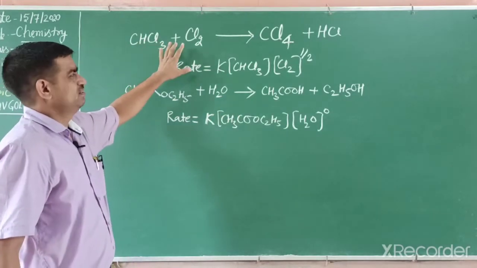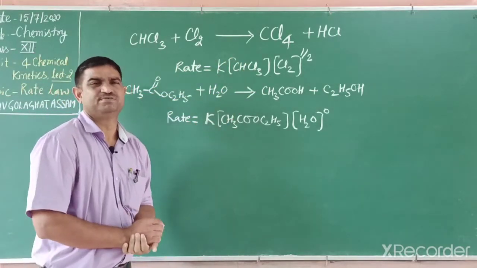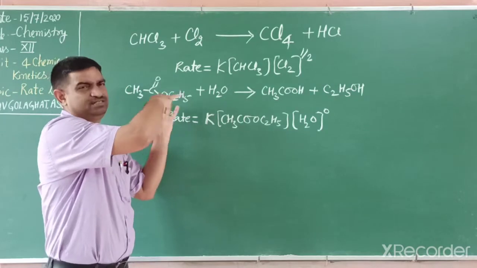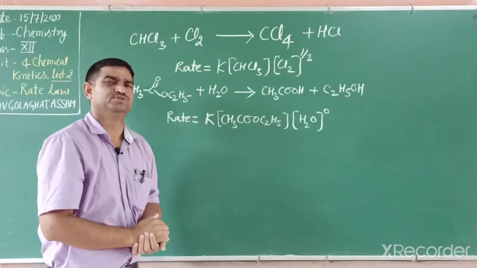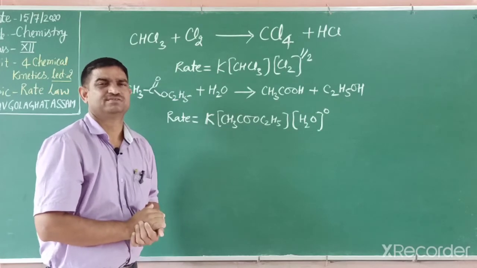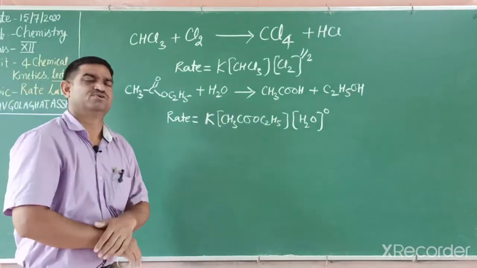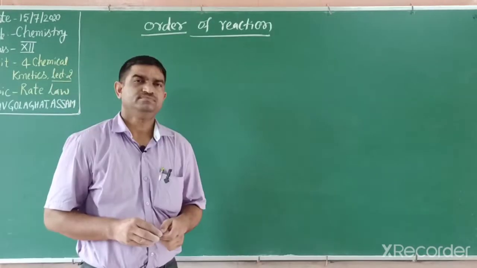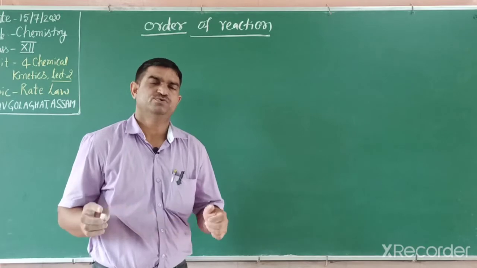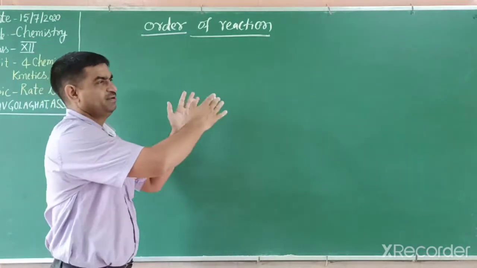So these rate laws are experimentally determined, and we can find this rate law expression by the slowest step. Further, we study what is order of reaction. Students, what is order of reaction? Order of reaction we can identify in this way.